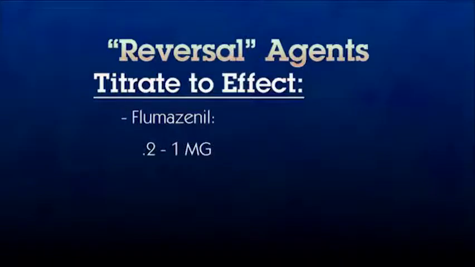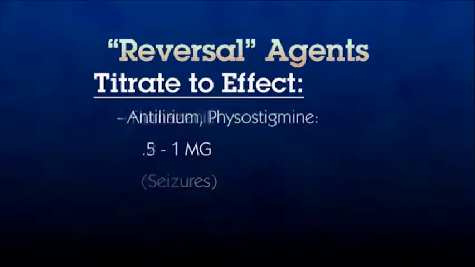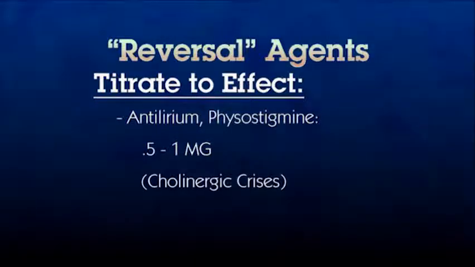Flumazenil should be given in doses of 0.2 to 1 milligram. This drug must be given in divided doses and slowly because it can provoke seizures. Antilirium or physostigmine is rarely used today, in doses of 0.5 to 1 milligram, to antagonize the effects of scopolamine specifically, but it too can provoke a cholinergic crisis.